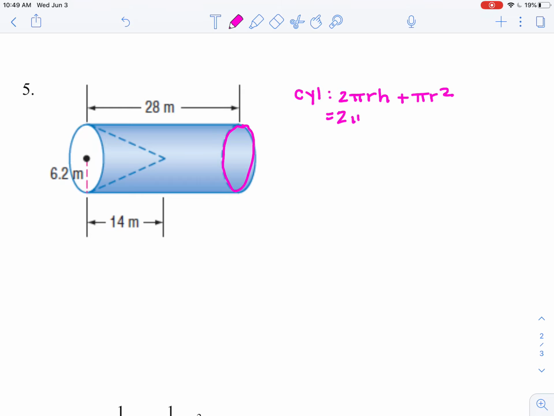So we have 2 pi times our radius of 6.2 times the cylinder has a height of 28, plus pi times 6.2 squared. So the cylinder has an area that needs to be covered of 1,211.5.